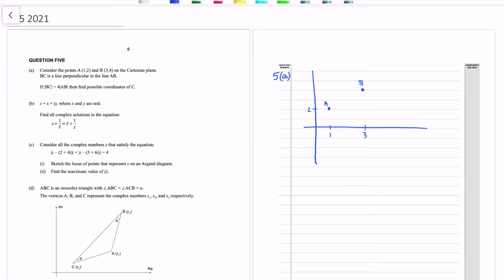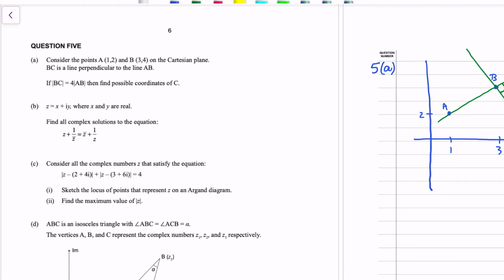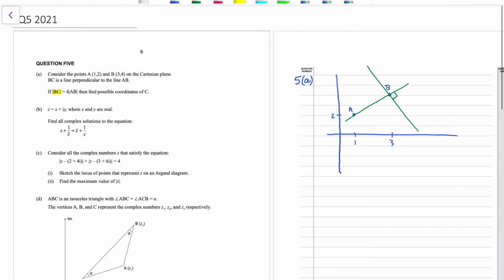And we're told that BC is a line perpendicular to the line AB. So if I draw that line AB through there, BC must go through B. It's perpendicular. And we're told the length of BC is equal to, well, if you didn't know, the absolute value symbols around a line means the length of it, is equal to 4 times the length of AB. Okay, so we know what the length of AB is because it's just the distance between 2 points. We can use Pythagoras to find that.